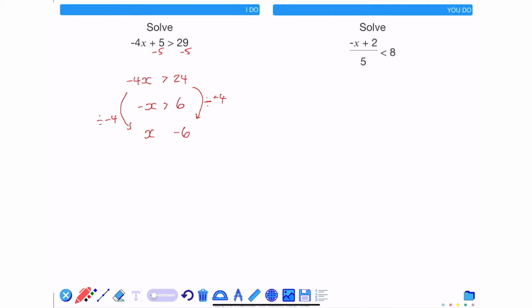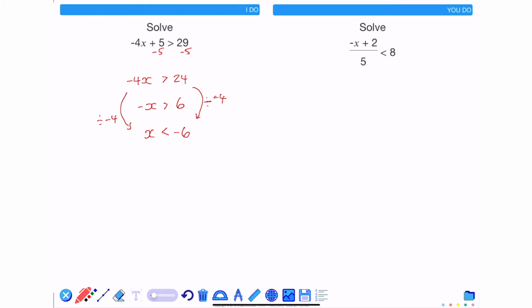The key thing to remember is that whenever you are timesing or dividing both sides by a negative number, the sign of each of the coefficients or the numbers changes, but so does the inequality. So the final answer to this question is x is less than negative 6.